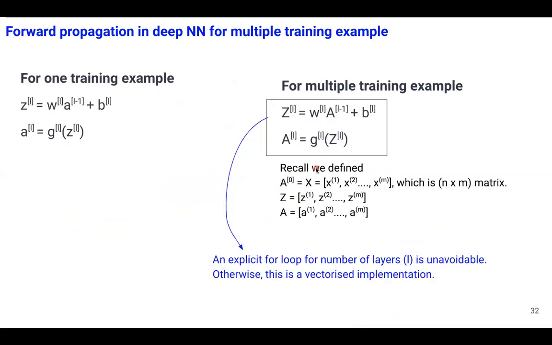So now, okay, moving on. For whatever we wrote in the last slide, that is for one training example. For multiple training examples, we will vectorize, which means just replace small z by capital Z and small a by capital A. And recall that we defined them like this. We had this column vector, just stack them side by side, and that is what we mean by capital A and capital Z. So this is how we avoid the explicit for loop.